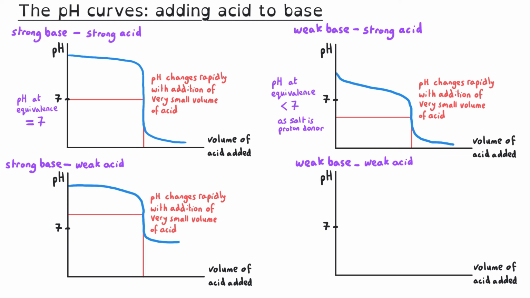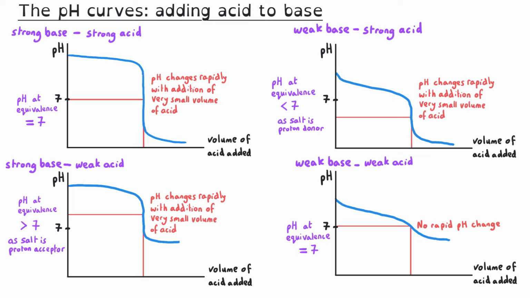If we added a weak acid to a strong base, we again start with the high pH that decreases gradually. At the equivalence point, the pH change quickly decreases to the pH of the weak acid, and the pH at the equivalence point is going to be greater than 7 because the salt is going to be a proton acceptor. And finally, if we have a weak base and add a weak acid to it, the pH starts above 7, decreases gradually. At the equivalence point, there isn't really a sharp decrease in pH. There is just a point of inflection to the curve itself, and the pH at the equivalence point will be 7.